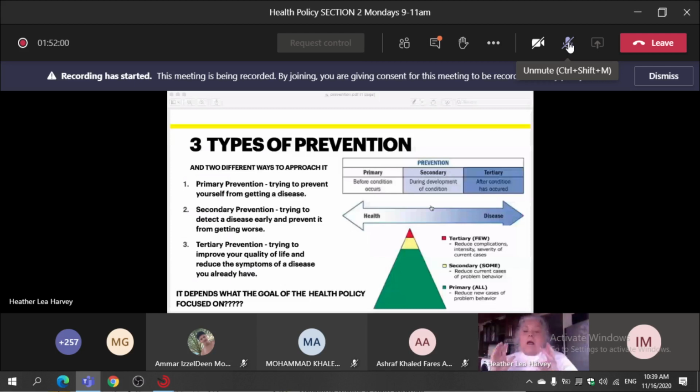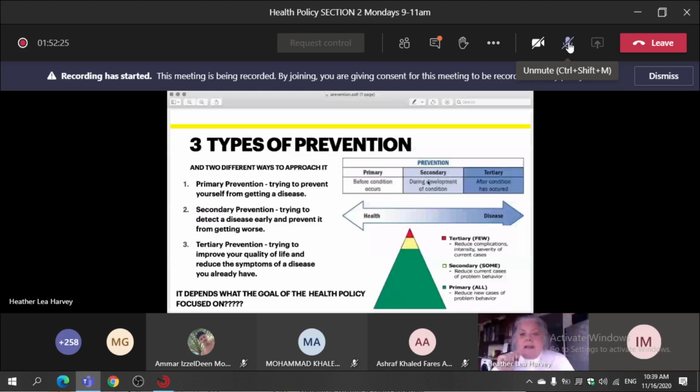Guys, it's two different ways of explaining the exact same thing. Some of you may like it where it looks like a sliding scale, and you talk about being healthy. So primary prevention are the things we do while we're healthy to keep us healthy. Secondary, like I said, is about treatment and early detection. And tertiary is once you've been sick.